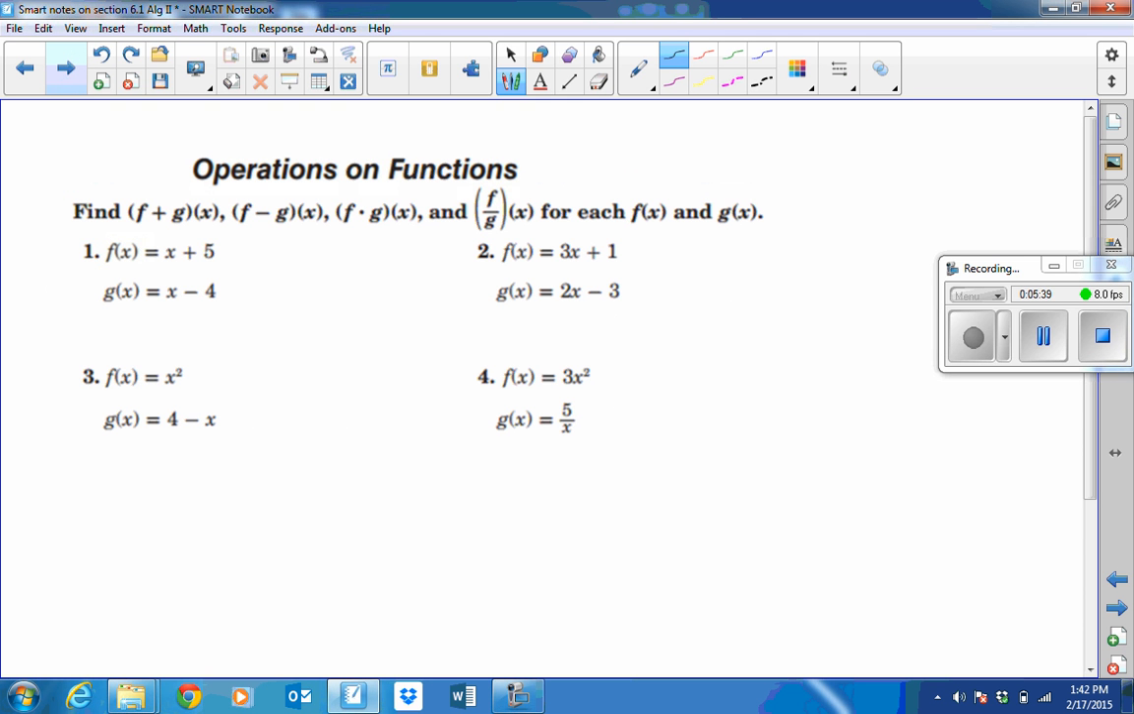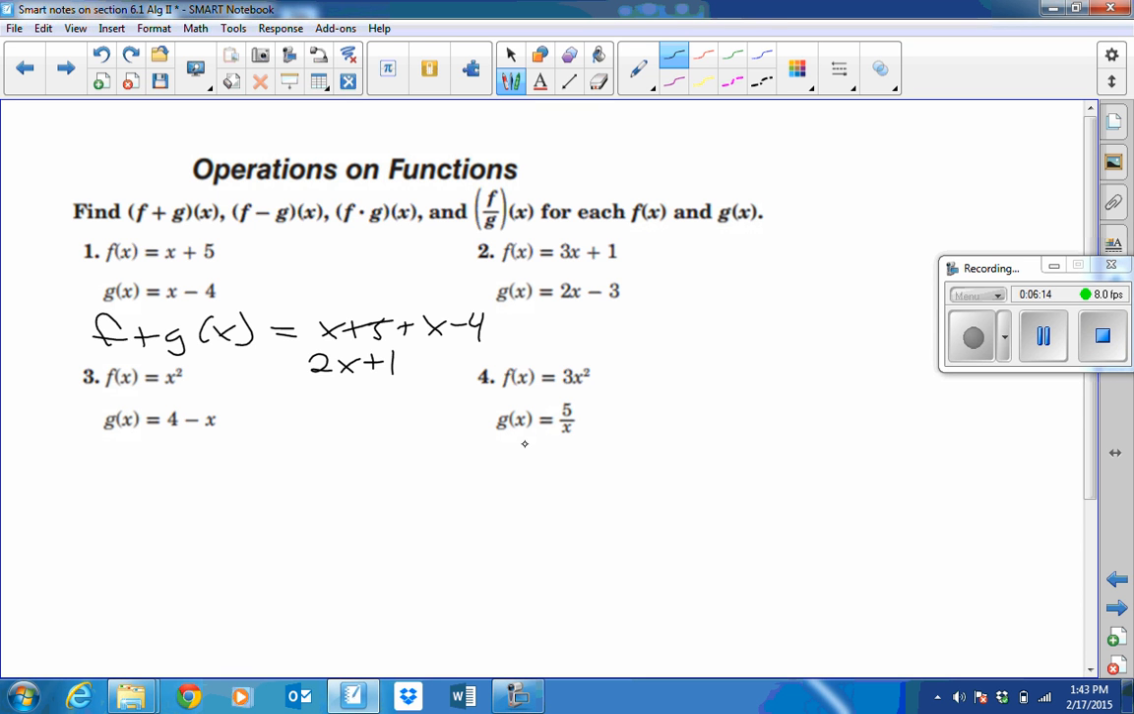Let's try a couple of these. Find f plus g of x, f minus g of x, f times g of x, and f over g of x for each f of x and g of x. So number 1, if my f of x is x plus 5 and my g of x is x minus 4, my f plus g of x is x plus 5 plus x minus 4, or 2x plus 1. Go ahead and try f minus g and f times g using those same ones.